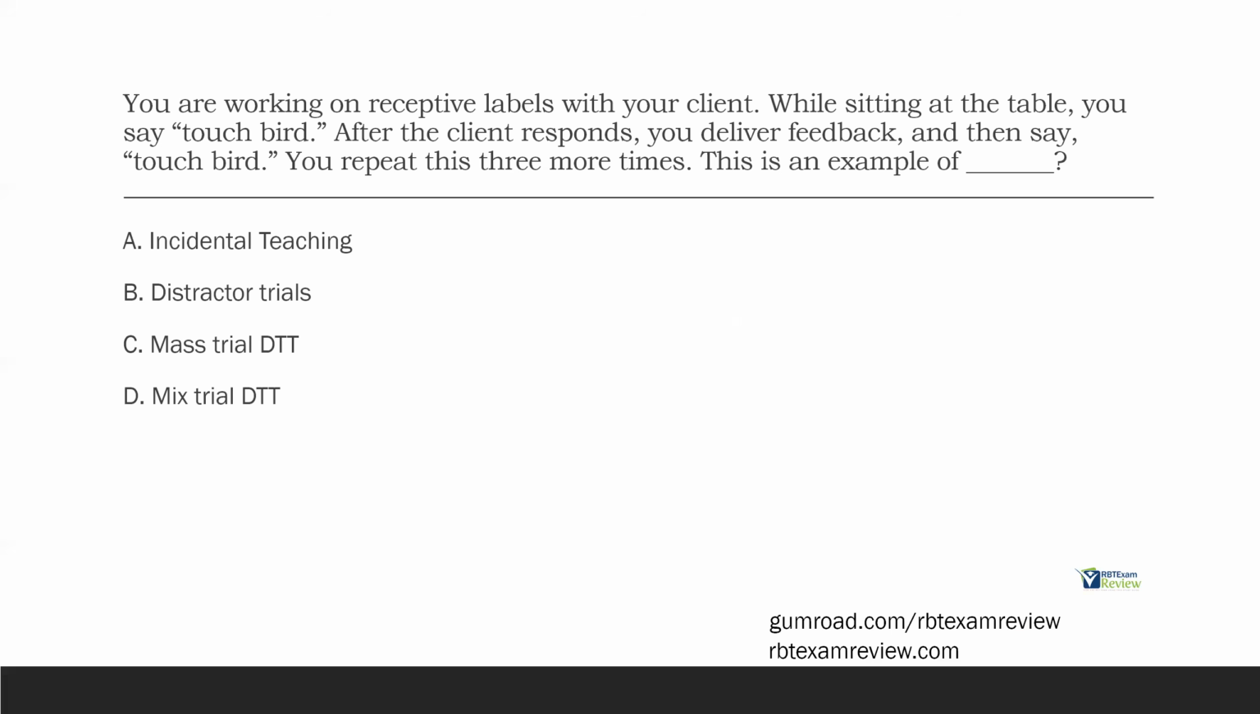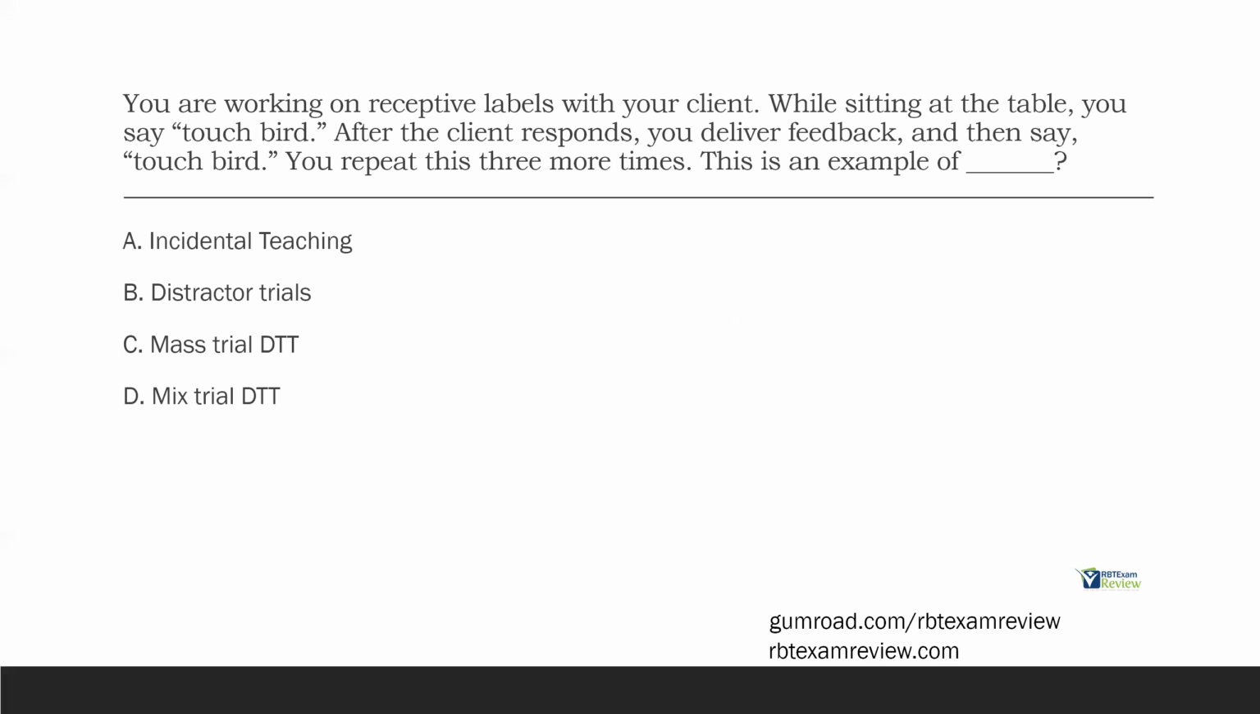Is it a mass trial DTT? Yes, think about the name, mass trial, right? You're running the same trial over and over again, okay, and getting the same response and trying to deliver the same feedback, the same reinforcement. Mass trial DTT is great for teaching new skills because you can do the same skill over and over and reinforce over and over.